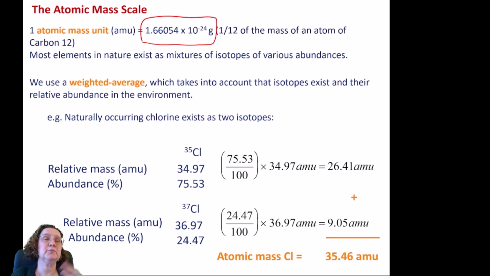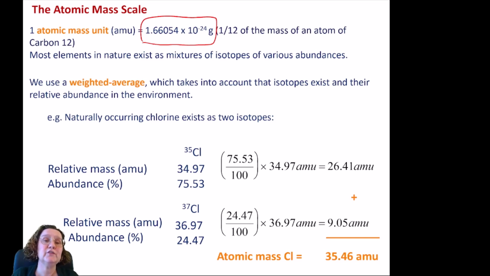Now, there is the problem that most elements exist in nature as a mixture of isotopes, and they have different abundances. So when you give the atomic mass of an atom in the periodic table, let's say chlorine, which one do you give? The one for chlorine 35 or the one for chlorine 37? And for the atomic mass of oxygen, which isotope do you choose, if there are 3 naturally occurring ones, 16, 17, and 18?